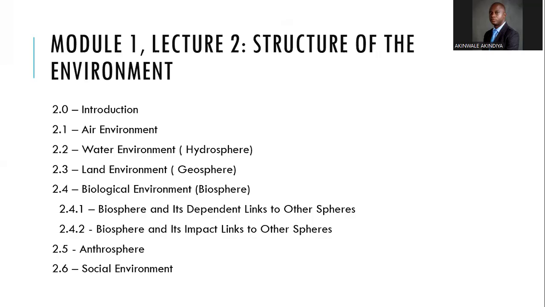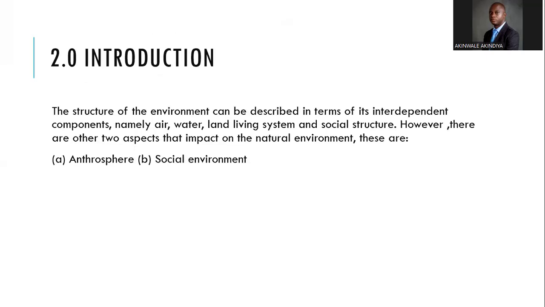We move to lecture two, structure of the environment. So the structure of the environment can be described in terms of its interdependent components. Of course, the environment is made up of air, we know that, water, land, living system, and social structure. So there are two aspects that impact on the natural environment. These are atmosphere and social environment.